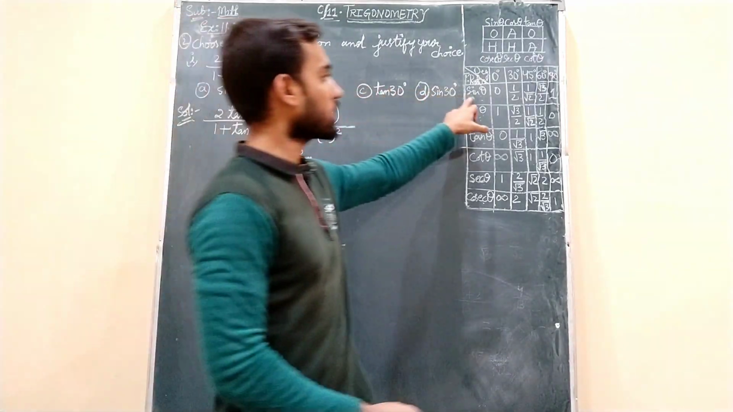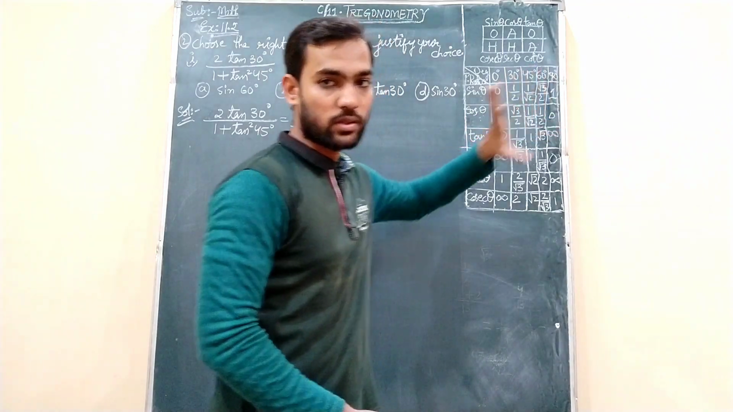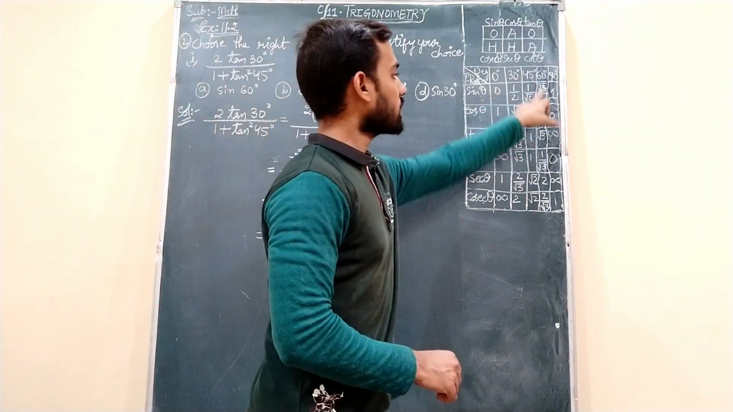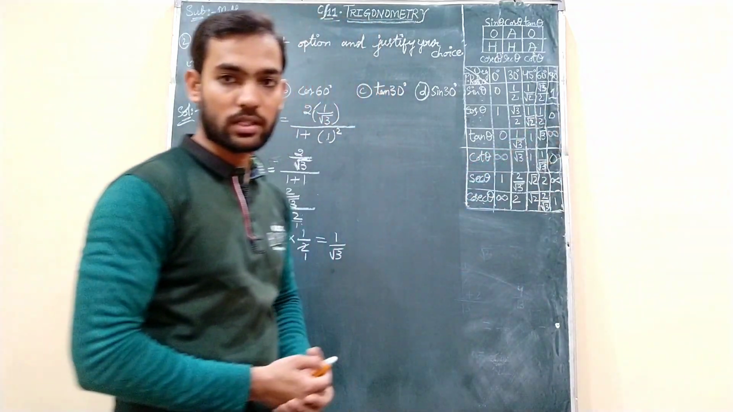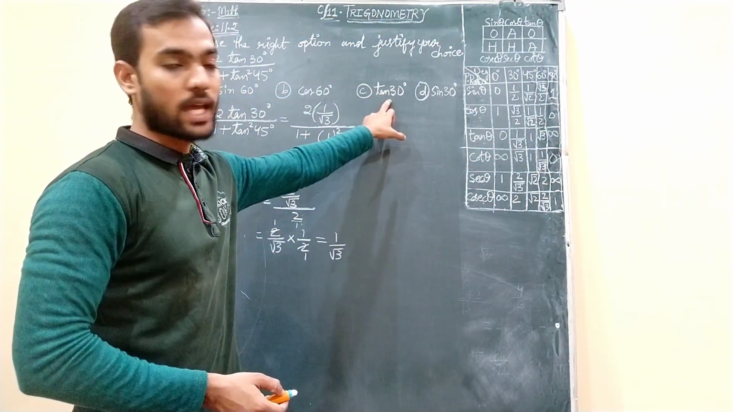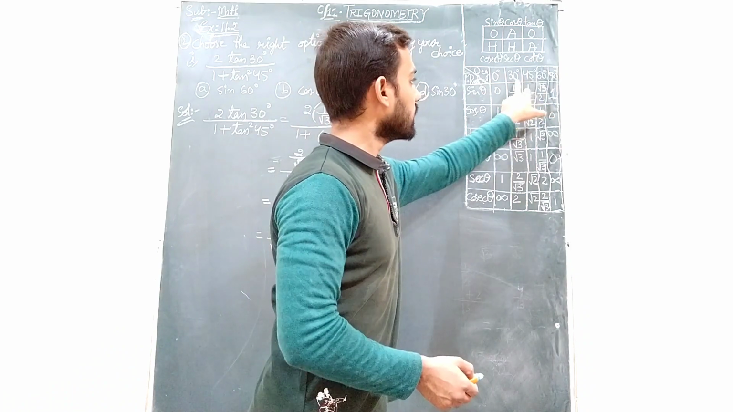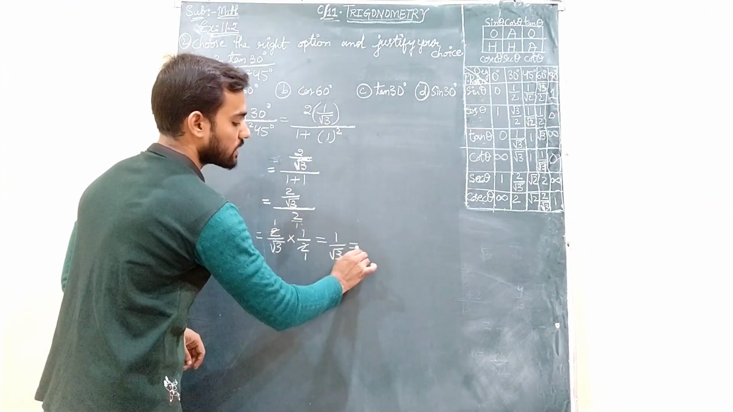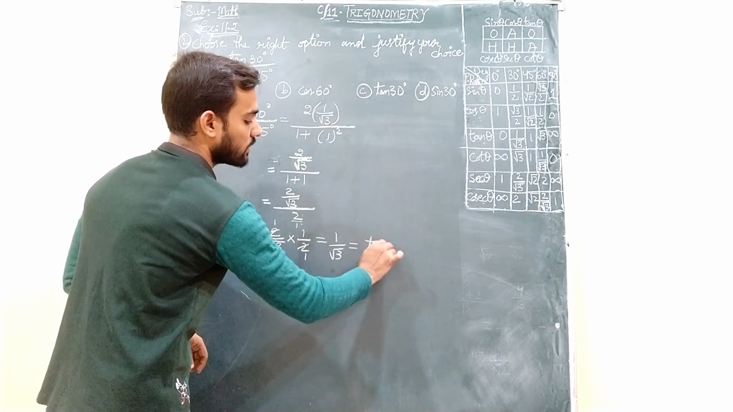Sin 60, you check. Sin 60 is root 3 by 2. So this is not the correct option. Then cos 60. Cos 60 is 1 by 2. This is also not the correct option. Third option is tan 30. Tan 30 is 1 by root 3. So this is the correct answer. So here we can say this equals tan 30.